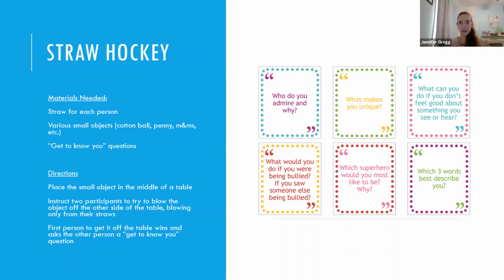So you're going to have a table, and you're going to put this object in the middle of the table, and 2 of the family members, whoever's competing at the time, are going to blow into their straw, and they have to try to get the object to blow across the table and land on the other side so that they get a point. With that, each time you get your point, you then get to ask the other person a question.